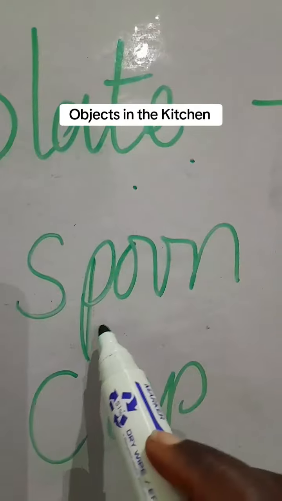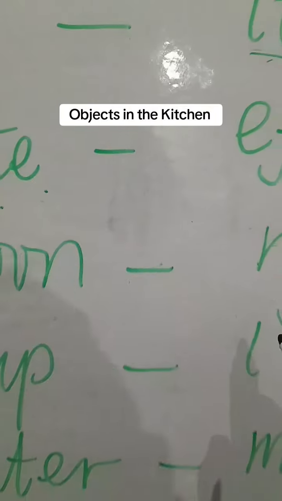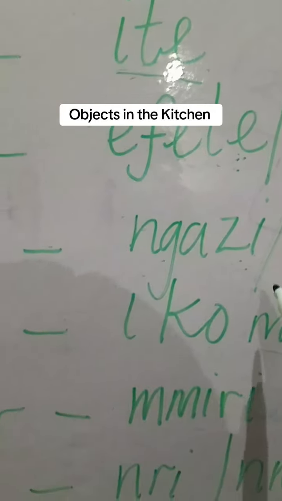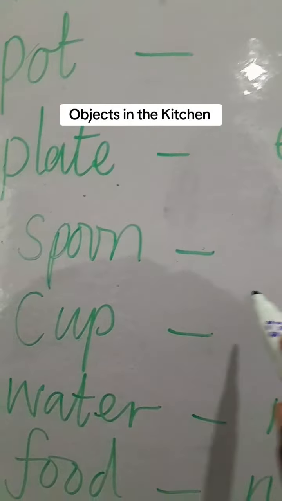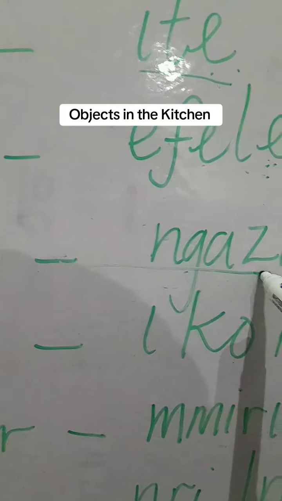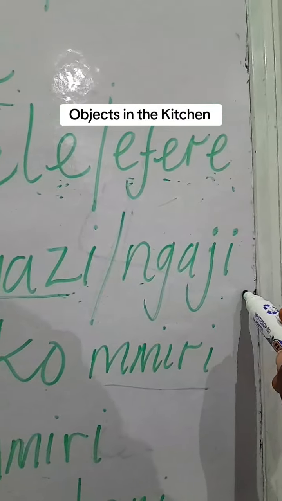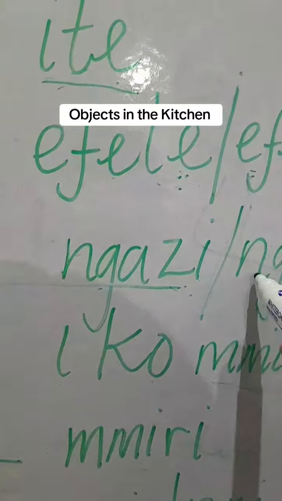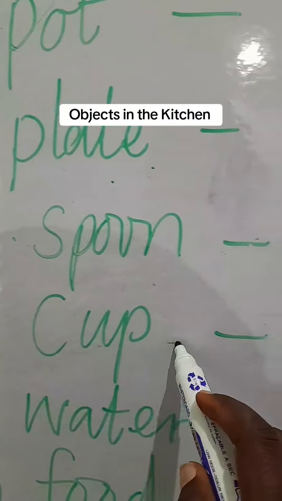Alright, so the next one is spoon. In Igbo, spoon is ngazi, or ngaji, depending on the dialect.